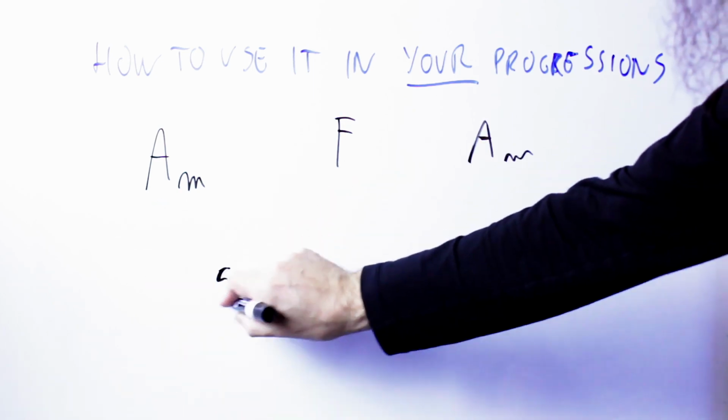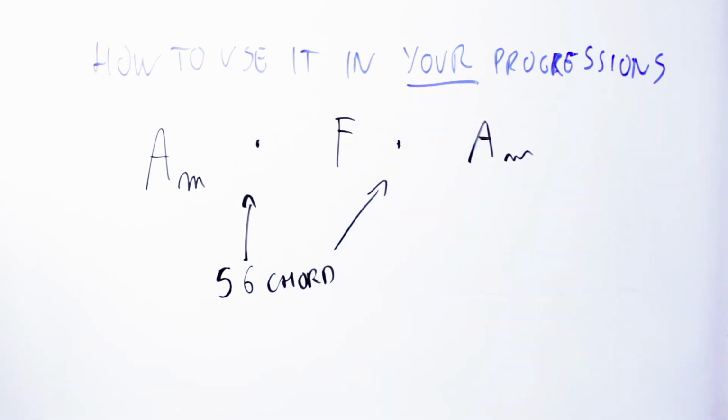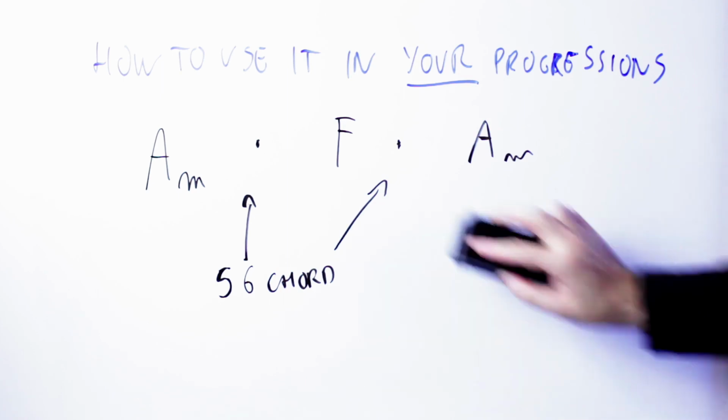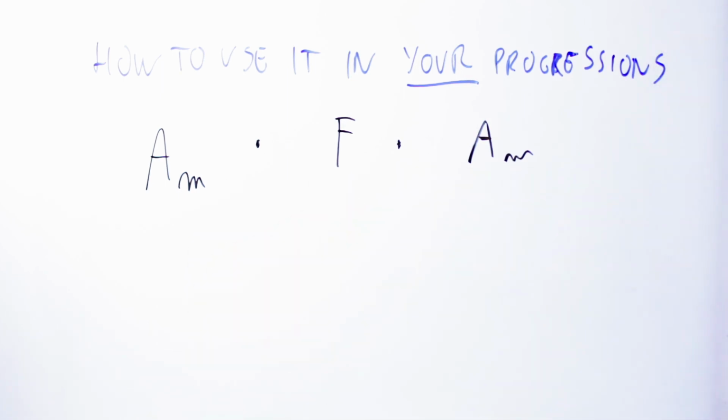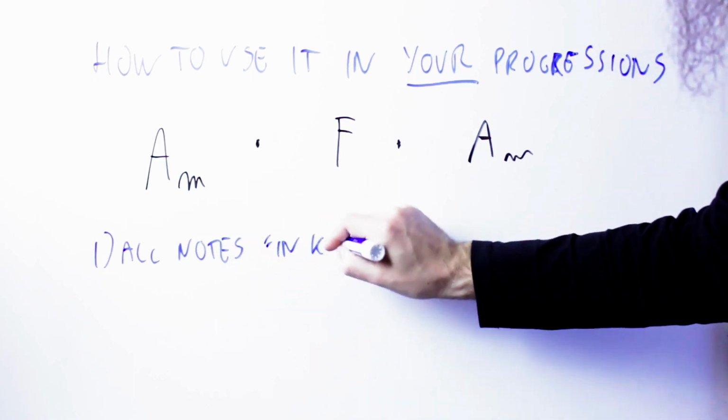Nothing groundbreaking, right? Very good. Now I'm going to make space between the A minor and F, and I'm going to make space between the F and my return to A minor. In these extra slots, I'm going to put a 5-6 chord. And specifically, I'm going to put a 5-6 chord that follows those 2 conditions.